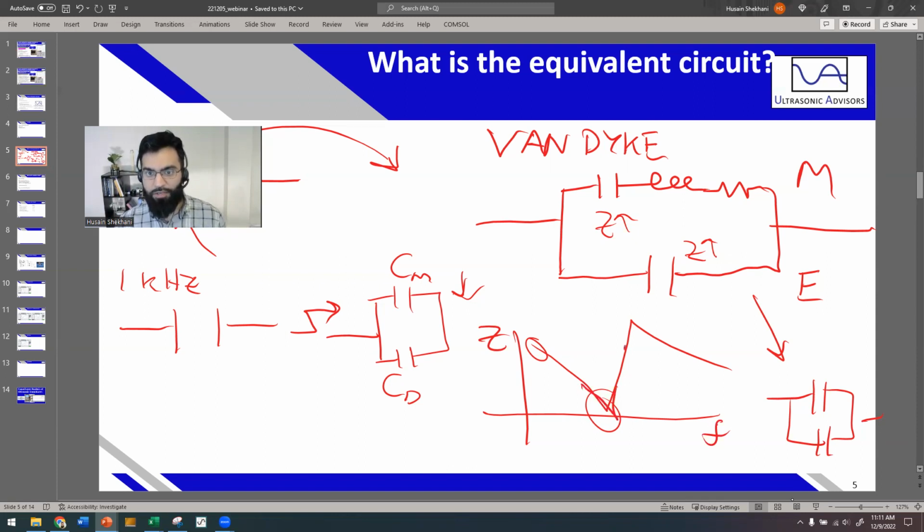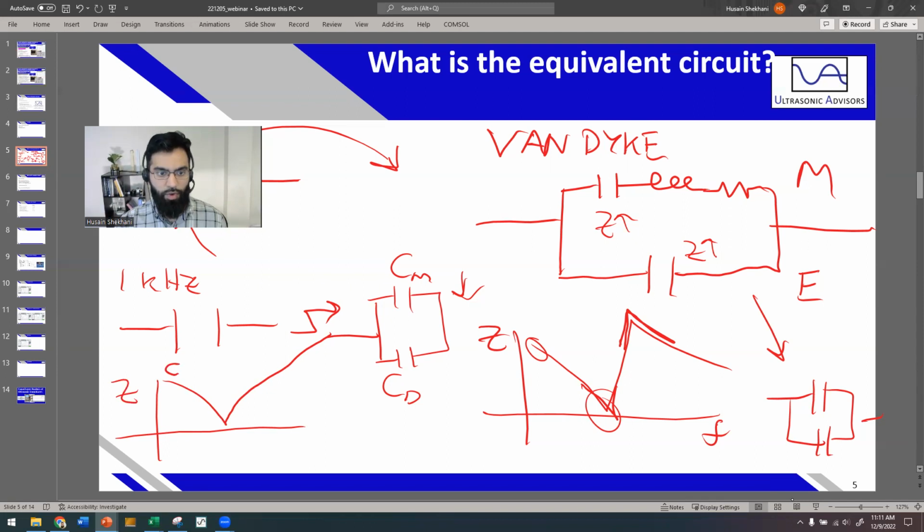Then what happens at anti-resonance is very interesting. For an LCR circuit, basically, the response is like this. So this is the capacitive region, this is the resonant region, this is just an LCR, and this is the inductive region. So at high frequency, the inductor is going to block more current, so it will dominate for an LCR circuit.